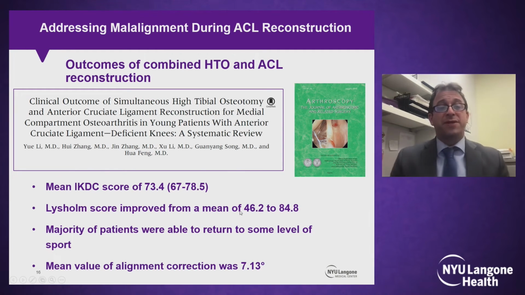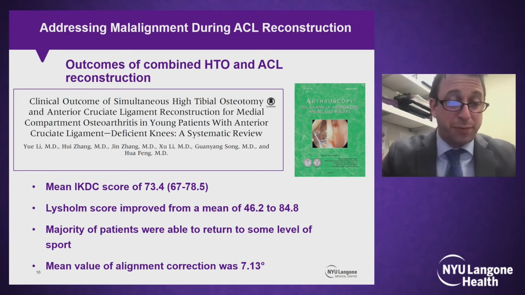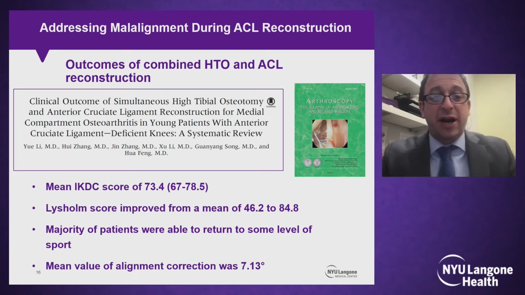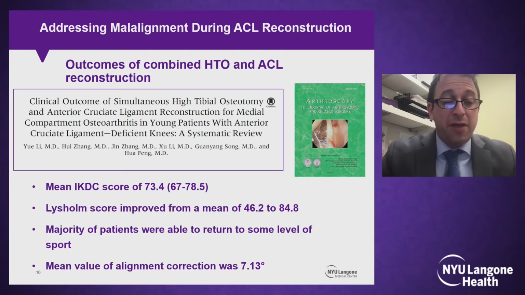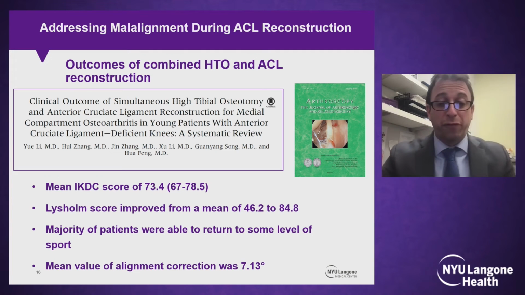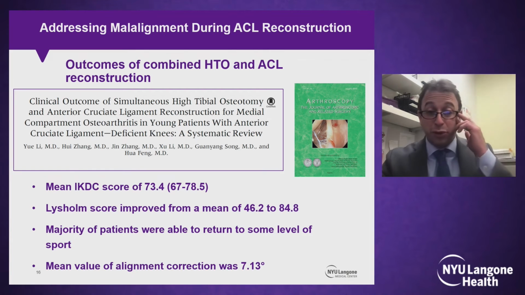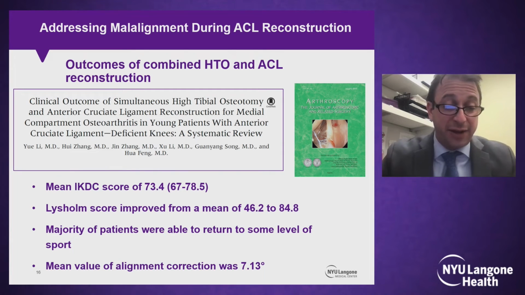So there have been a number of studies looking at the outcomes of these combined HTO and ACL reconstruction procedures. In this study that was published in Arthroscopy, the patients had an overall mean IKDC score of 73.4. The Lysholm score improved from a mean 46.2 pre-op to almost 85 postoperatively. The majority of patients were able to return to some level of athletic activity, and overall, the mean value of the alignment correction in this cohort was over 7 degrees.